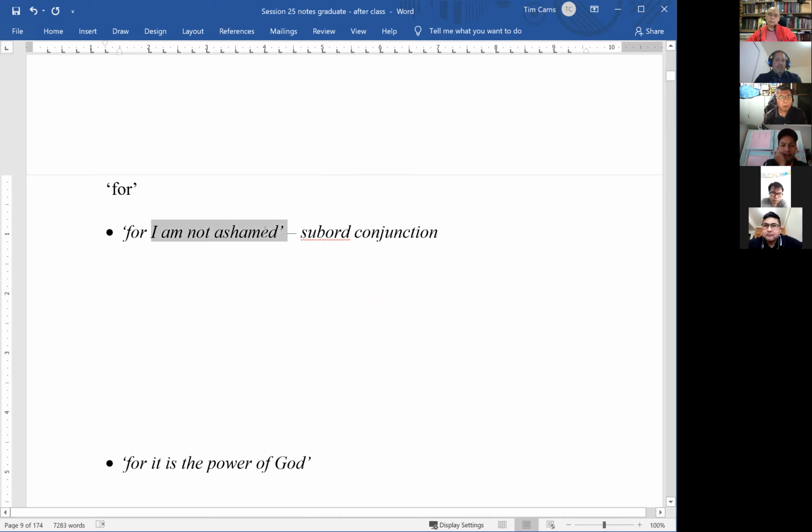In this case, the clause is here. Now, if we can review just briefly, when it comes at the beginning of a paragraph or the beginning of a sentence, it's functioning in a subordinating sense to another thought in a previous sentence or paragraph. So this for here is linking this clause, I am not ashamed, to what Paul has said earlier. In this case, I am eager to share the gospel with you. He says earlier, why is he eager? For, or because I'm not ashamed. And really in English, I think because would be a better way to translate this to reflect what he's saying.